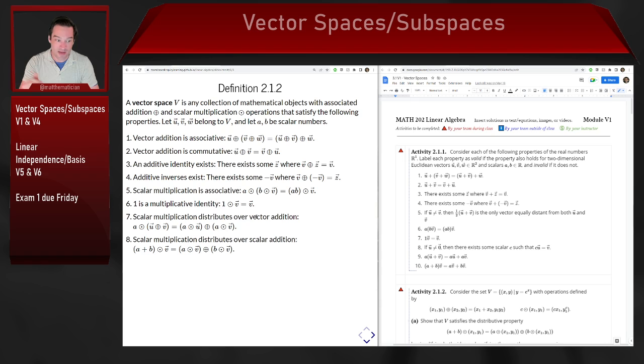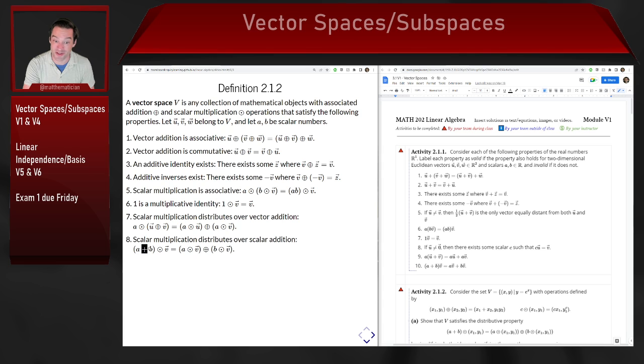And finally, properties 7 and 8 tell us about how the addition and scalar multiplication operations interact with one another. And in both cases, there is a distributive property that does the thing that you would want it to do, right? Which is that if I add two vectors, quote unquote, and then I multiply the result by a scalar, it's the same as if I'd multiplied each of those vectors by that scalar and then added the results of that.